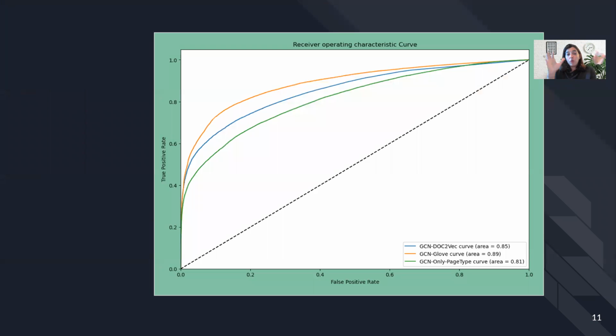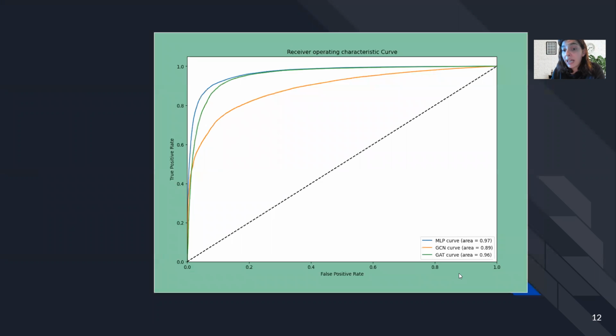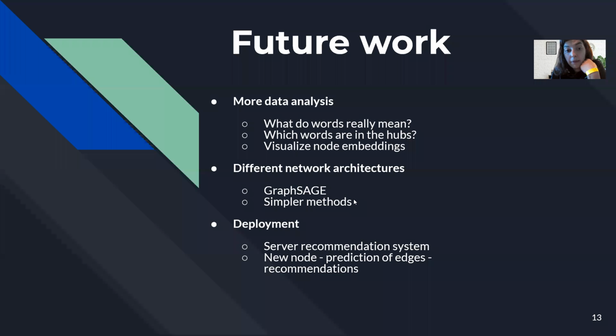What we saw was that there is really importance in these words. So using the page type only did not help. We needed to use the words, and embedding the words with GloVe really helped. So that was one important finding. Another important finding is that using GNNs really didn't help a lot, and using basic MLPs gave us a higher performance than using GNNs, basic or advanced.